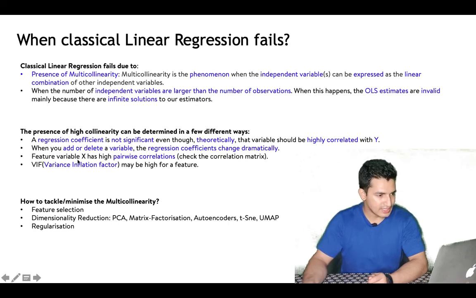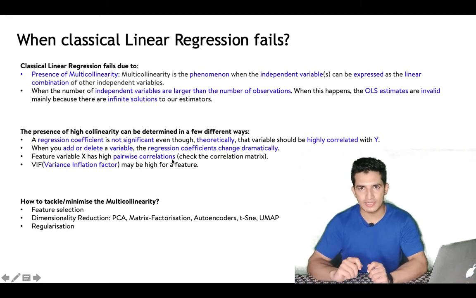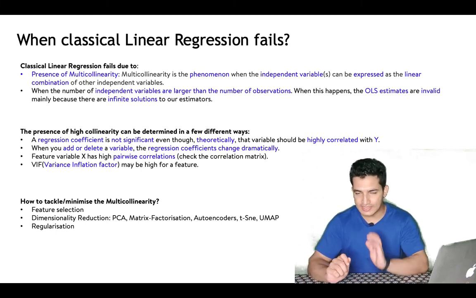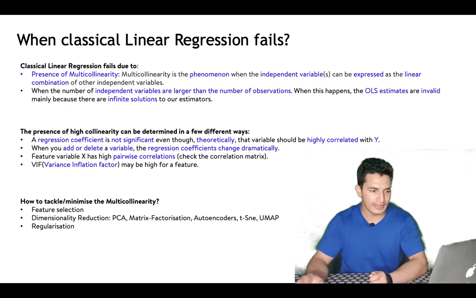Another is when the feature variables have high pairwise correlation. We can look at the correlation matrix and remove variables, just keeping one of those which have very high correlation.